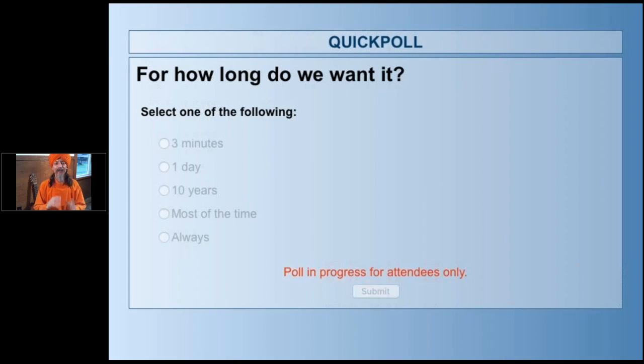If you want happiness, peace, or whatever you have answered in the first question, the second question is, for how long do you want it? Means if you want happiness, for how long? So you have 5 choices. 3 minutes, 1 day, 10 years, most of the time, or always.